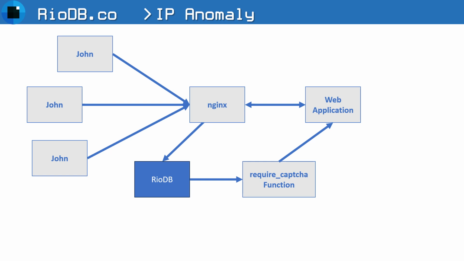We will build on top of the same stack that we set up in the previous lessons, which is ingesting access logs from a local Nginx server. RioDB will analyze the access log from Nginx in real time, and when threats are detected, it will immediately invoke remediation to flag the user for a CAPTCHA challenge to prove they are human.